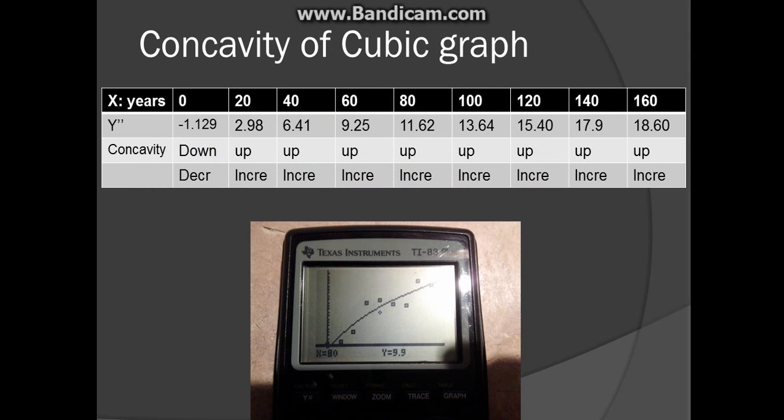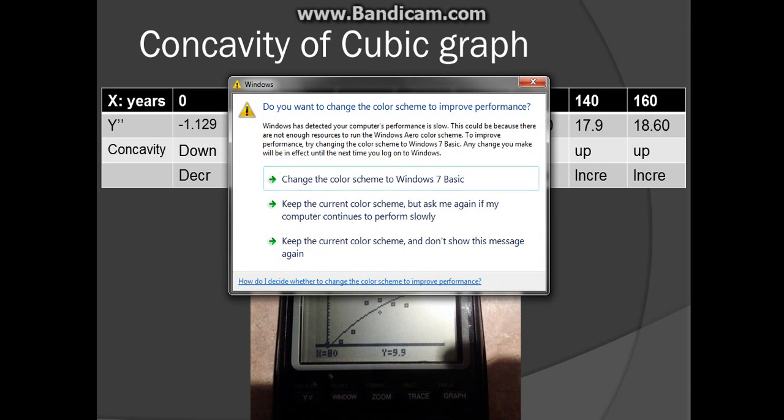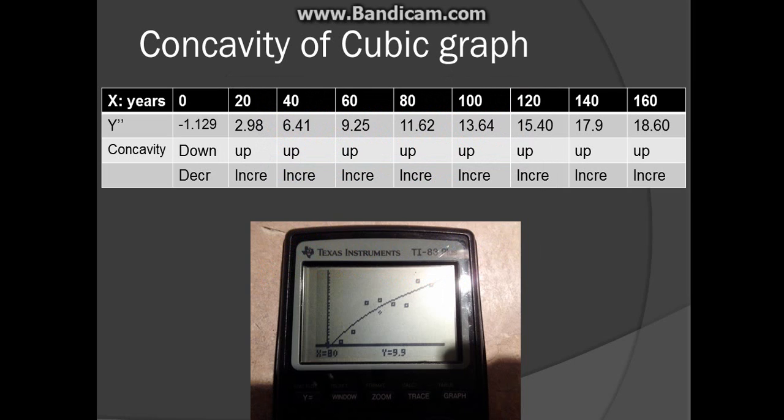The concavity of my cubic graph: x is our years, y is our second derivative, which is what we use to find our concavity and where our graph is increasing or decreasing. For y, 0 was a negative value and everything after that was a positive value. My concavity for negative numbers was down, while my concavity for positive numbers was up. So all negative values are concave down, all positive values are concave up. All negative values are also constantly decreasing, while all positive values are constantly increasing.